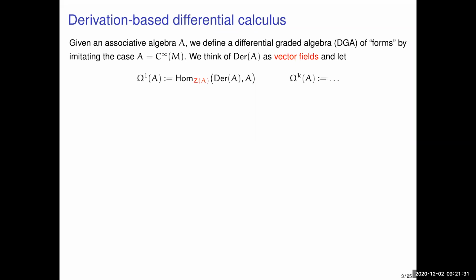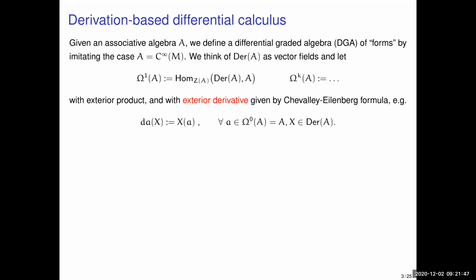Higher degree forms you define in a similar way. You take antisymmetric multilinear maps. I didn't write down the formula, but you know how they are defined classically, and here we do the same. Instead of having linearity over A, you have linearity over the center of the algebra. And then you can generalize all the structure that you have for forms on a manifold. You have your exterior product. And since A is non-commutative, zero forms are just elements of the algebra, and the exterior product will not be graded commutative, but okay.